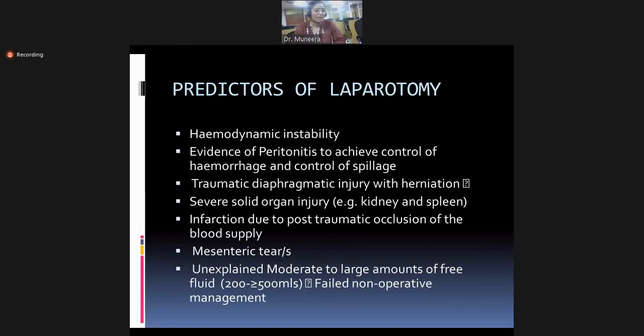Unexplained moderate to large amounts of free fluid, that is more than 500 ml, and failed non-operative management. You give a trial to the patient for 24 hours and see the vitals are not getting normalized and hemoglobin is not maintaining despite transfusions, then you take these patients to the OT for exploration. So these are the indicators for laparotomy in a trauma patient with blunt abdominal trauma, remember.